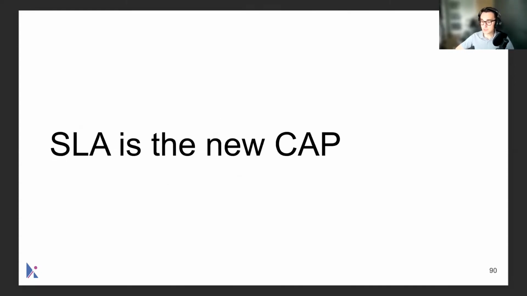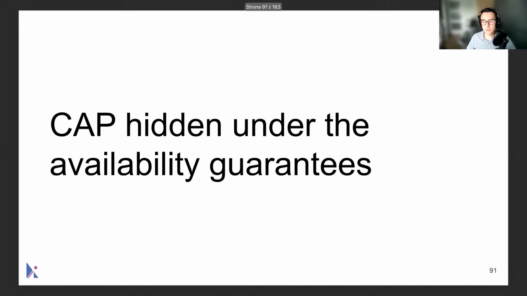But the consequence of all of this is that, from my point of view, the SLA is the new CAP. So 10 or 20 years ago, the CAP theorem was really useful for categorizing the system, for trying to express what the system provides. But now the SLA is the most important stuff, because this is what your customer will pay for. This is what we expect. This is what we can demand, because it's a matter of guarantee for us. And effectively, CAP guarantees are being hidden under the availability guarantees.